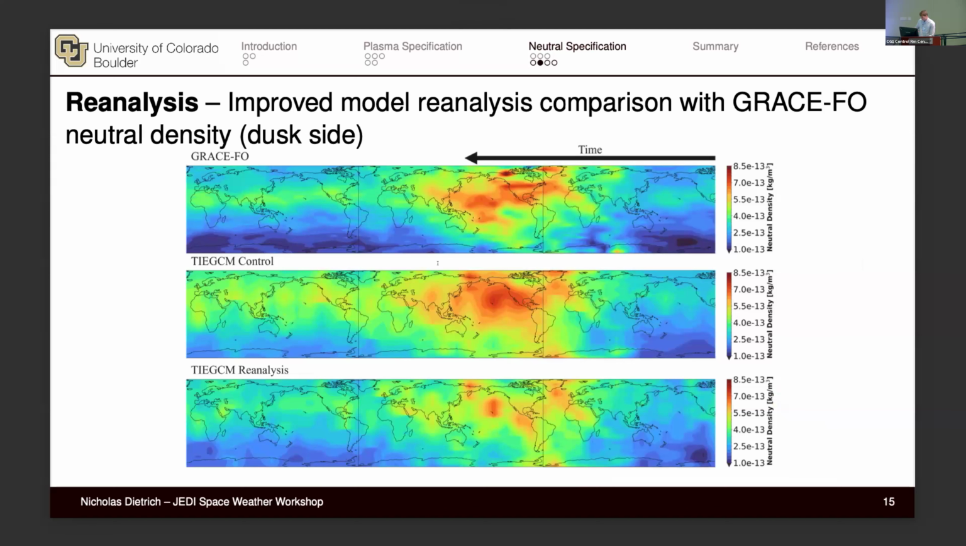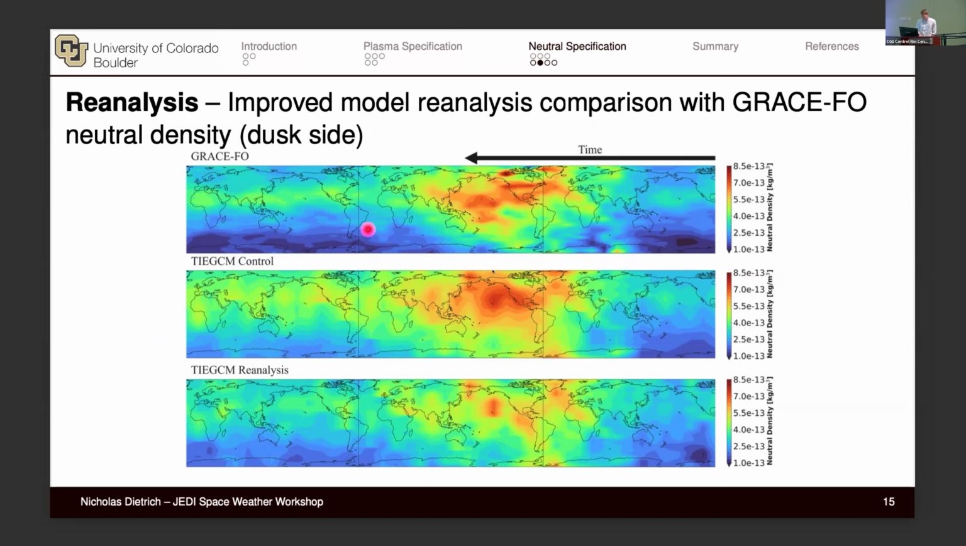Now I want to focus more on what this means for the real purpose of this, which is neutral density specification. During this time period, GRACE Follow-On is the best information we have of what the neutral density looks like. I want to note that GRACE Follow-On is sampling dawn and dusk local times of this period. You can see here, this is for the dawn side, where time is going to the left, and then the storm period starts about right here. And you see all the initial enhancement structures, and then the subsequent cooling.